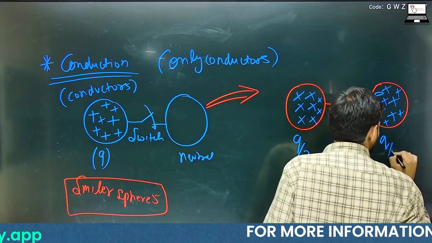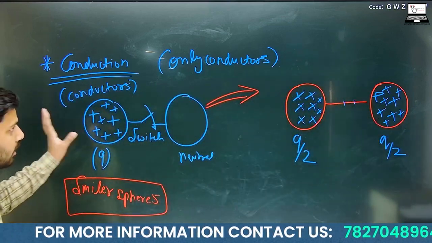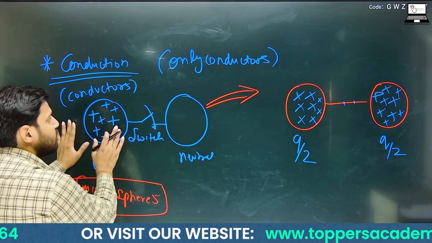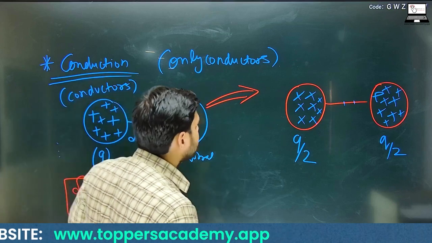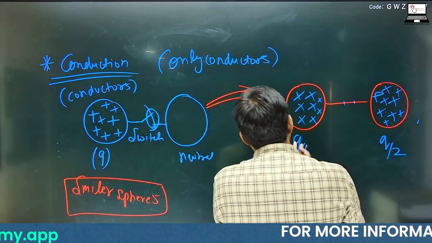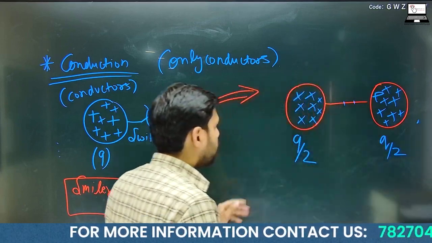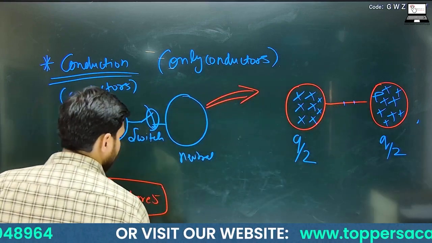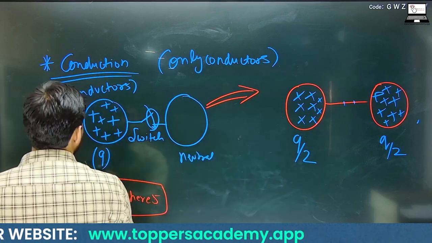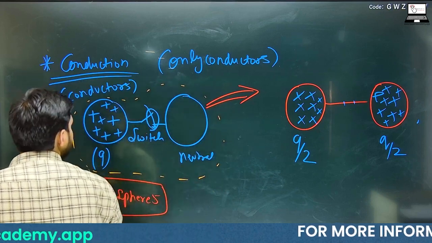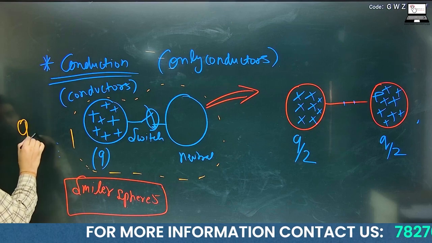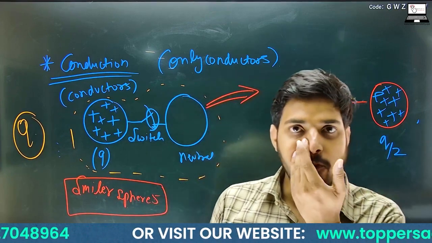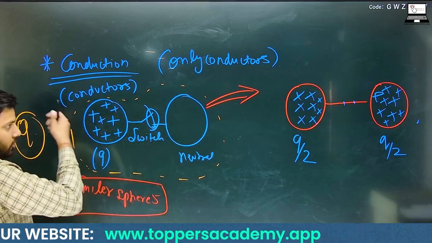after the switch is closed, if both spheres are similar in dimension, both will be equally charged. If there is Q charge in this single sphere and the switch was open initially, after closing the switch both spheres will be equally charged by dividing the total charge of these two spheres in half, Q by 2. What was the initial charge of the system? It was Q. Clear? Final is also Q, but equally divided. Clear? This is the charging of spheres by conduction.